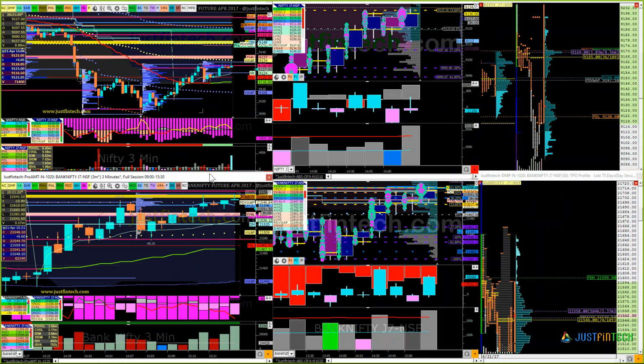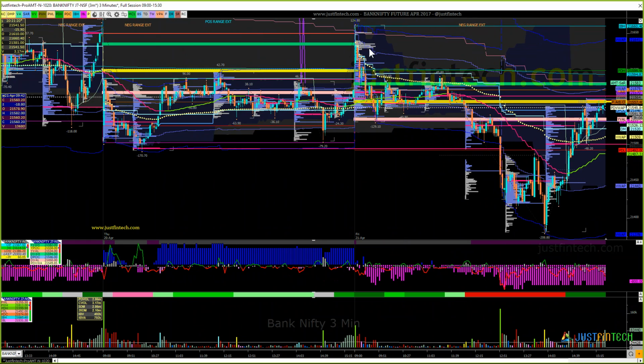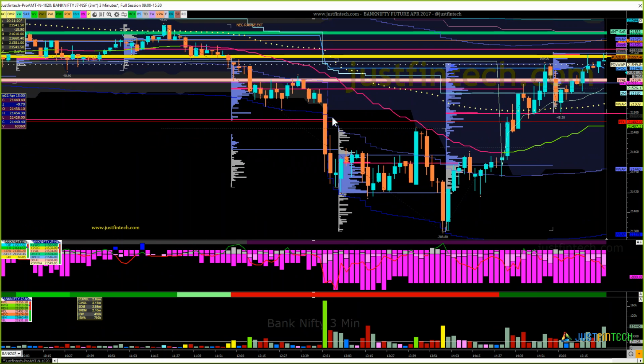Let's have a look at the 3 minute. So on the 3 minute, we had a drive down, a nice balance, break from that, again a nice balance, and the volumes were picking up as it came lower. And within this balance, we had a nice accumulation, a false break of that balance. So when there is activity going on in this zone, and if it breaks and comes back into that zone, then it's a clean failure.